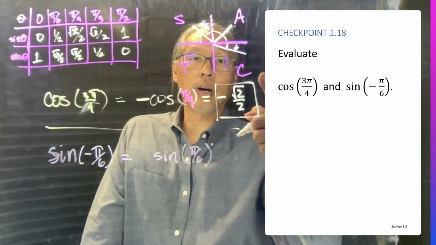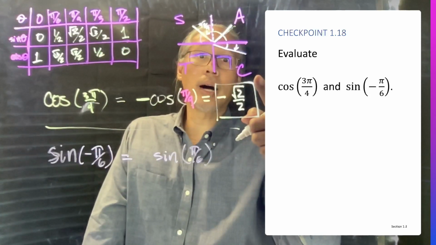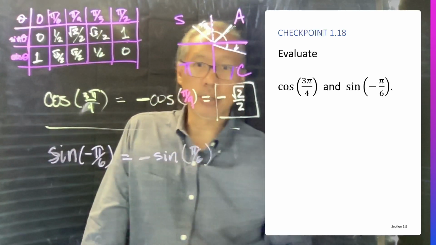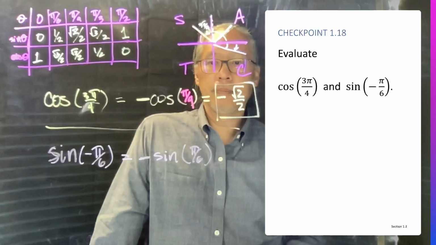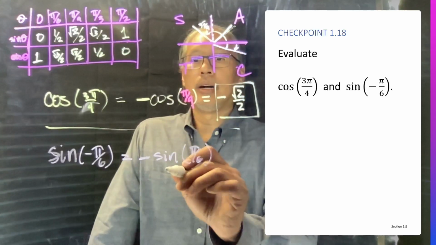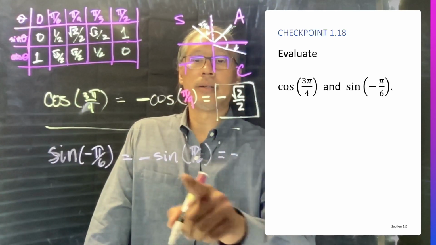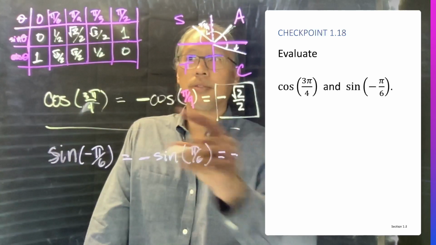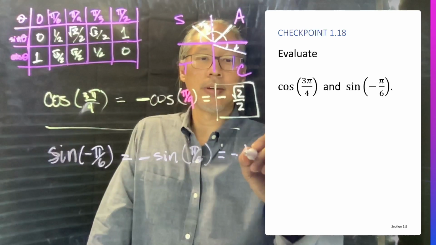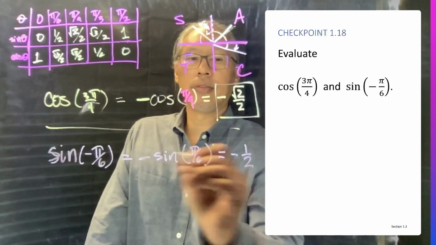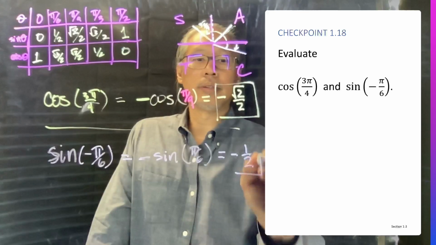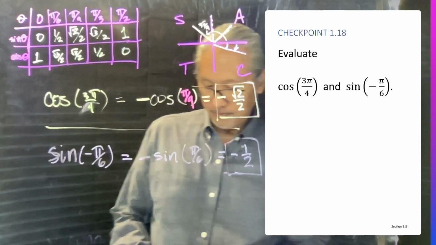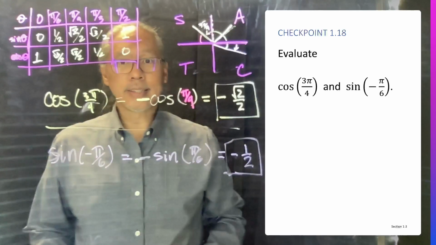Now in the fourth quadrant, the cosine is positive, which means the sine and the tangent are negative. So that means this must also be negative. Okay, now that we know that, we have to find the sine of pi over 6. Sine of pi over 6 is 1/2. And then we have that negative in front, so our result should be negative 1/2. Okay, so that's it.